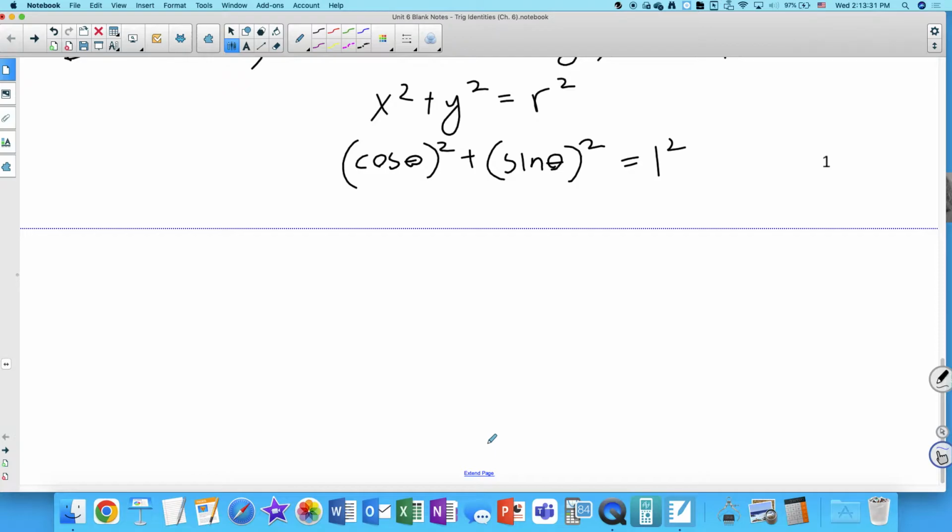And that identity, typically, for whatever reason, we write with the sine part first: sine squared theta plus cosine squared theta equals 1. And this is called the Pythagorean identity. Okay, so that's your first trigonometric identity.